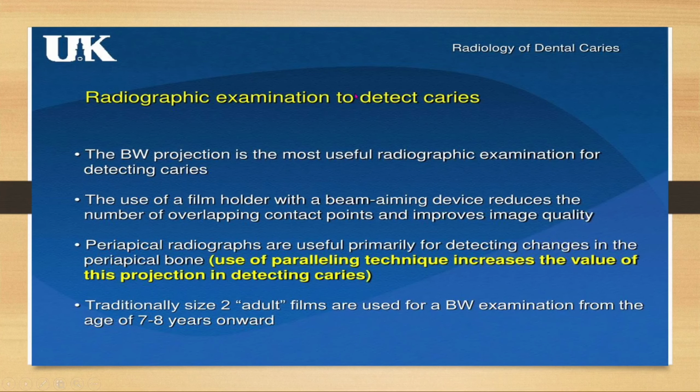Then we have the radiographic methods. The bitewing projection is the most useful X-ray for detecting caries. Using X-ray we can see the presence of caries at very early stages. Always use a paralleling technique, which increases the value of the projection in detecting caries. Use size 2 adult films for bitewing examination.